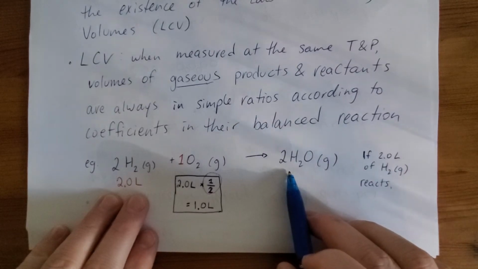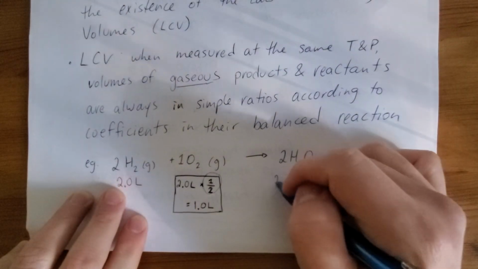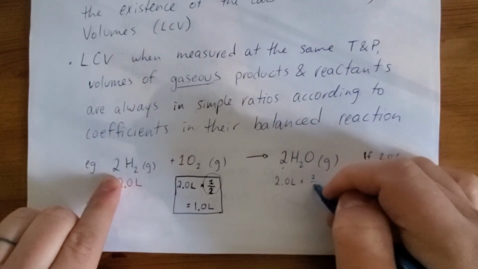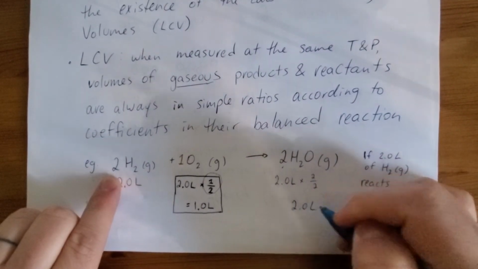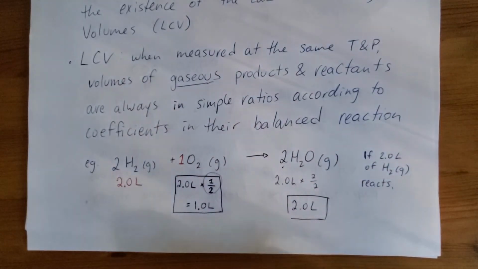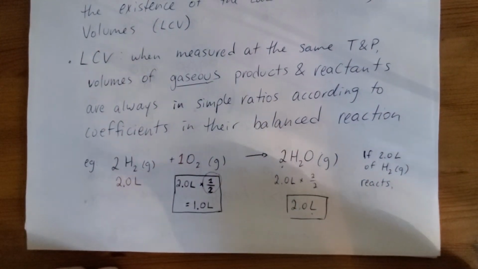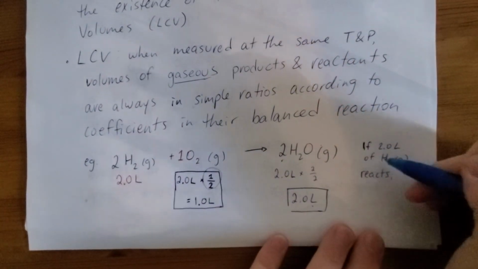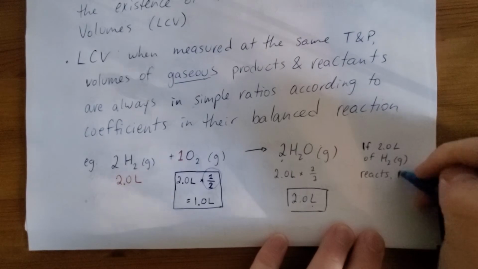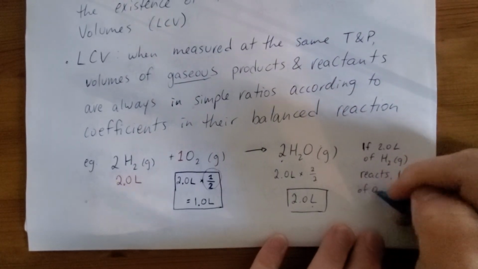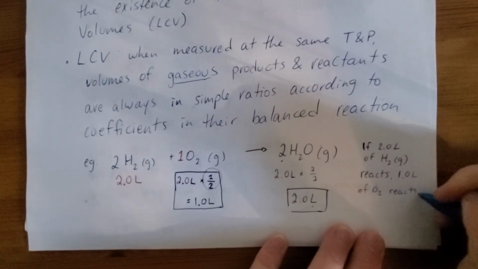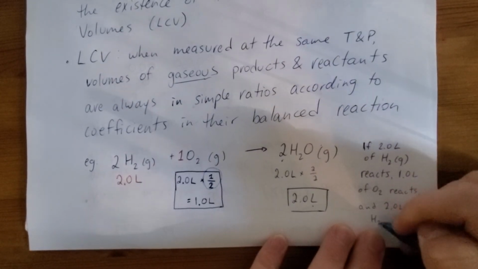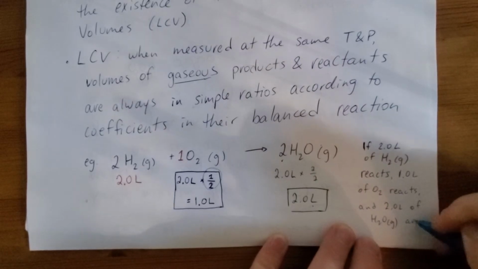Getting the amount of water involved is going to be real straightforward. It's the 2 liters, and check it out. They each have a 2, so it would be 2 over 2. That's just 1. There'd be 2 liters of water involved. Just so I don't leave this sentence hanging, I'm going to say if 2 liters of hydrogen reacts, 1 liter of oxygen reacts, and 2 liters of water vapor are formed.